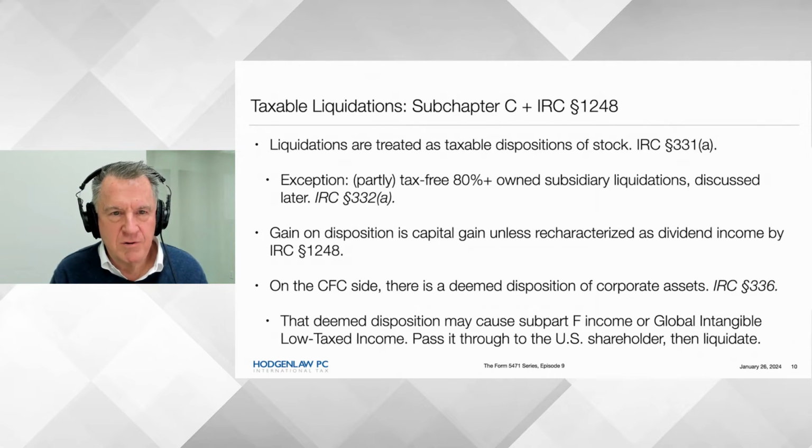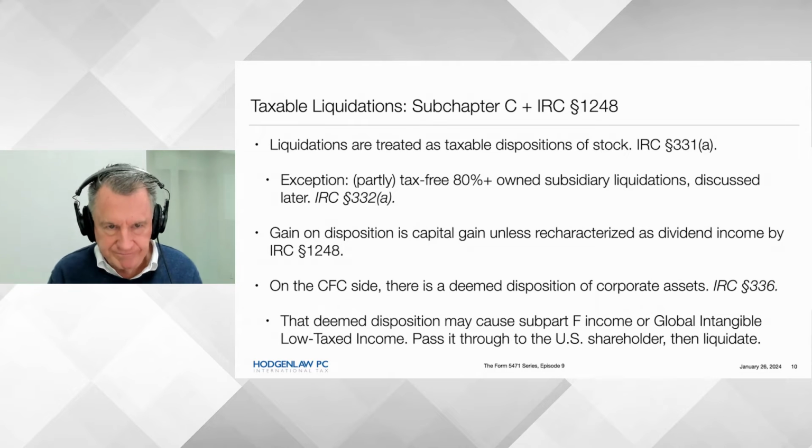Final one is taxable liquidation. So this is Section 331, and it says that a liquidation of a corporation, again, this is when the corporation is dissolved and all of the assets are transferred up to the shareholders, is treated as a taxable disposition, a sale, basically. There's an exception for subsidiary liquidations that I'll talk about a bit later, but it's a sale. And the gain on sale is capital gain. And again, Section 1248 steps in to recharacterize some of that gain as dividend versus capital gain on the tax return.